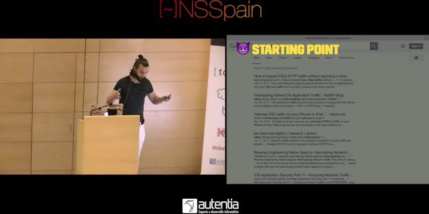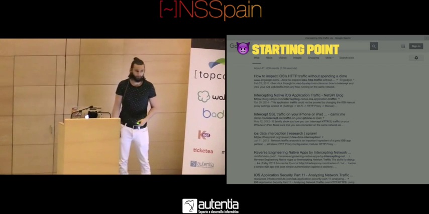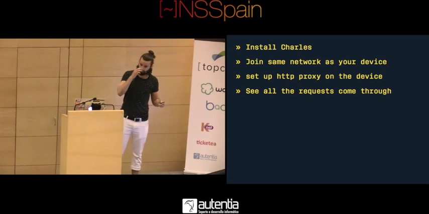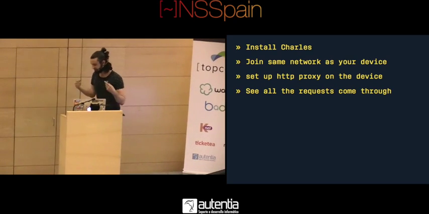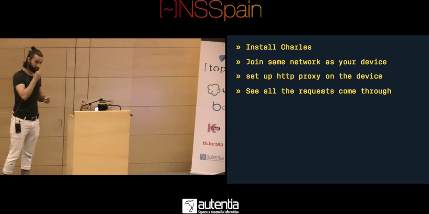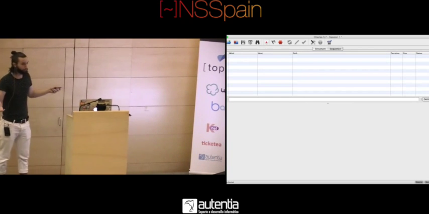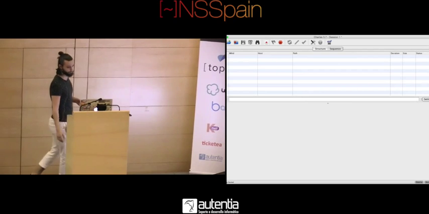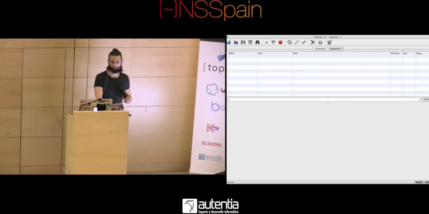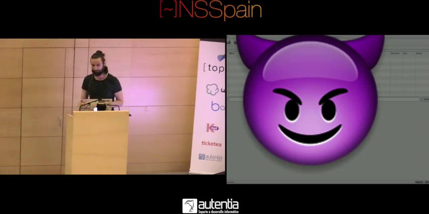So we've gone to Google. I've just searched, how do I find out what's going on in this HTTP connection? And I've come to an article which says that you need to install Charles, you need to join the same network as your device, you need to set up an HTTP proxy from your device to the computer that you're looking at it on, and then you're going to see all the requests come through. I don't know what much of that means, but I just set it up, and I've got Charles running, and it feels okay because the fake shine on the selectable UI elements looks a lot like the head on the imp.